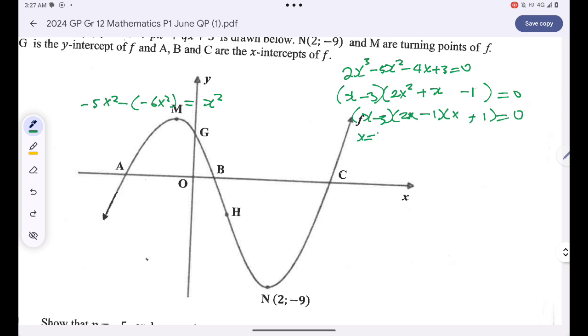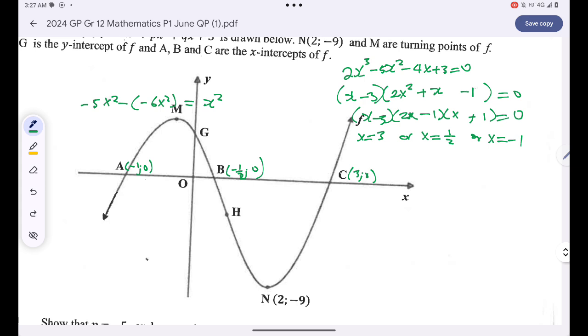So x is equal to 3, or x is equal to 1 over 2, or x is just equal to negative 1. So I now know that, okay, C is just 3 and 0. B, I simply have negative half and 0. And then A, that's just negative 1 and 0.